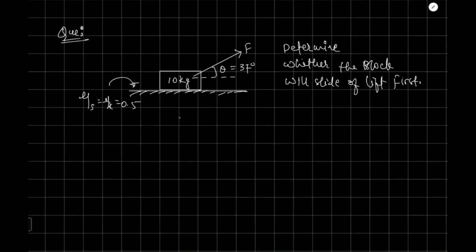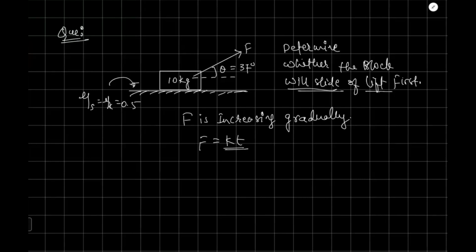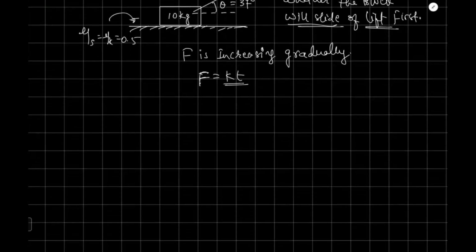What is given to you? F is increasing gradually. So you can say F is nothing but something like k into t, a function of time. So you have to decide whether it's going to lift first or slide first. We'll solve this question. So first, we'll draw the free body diagram.